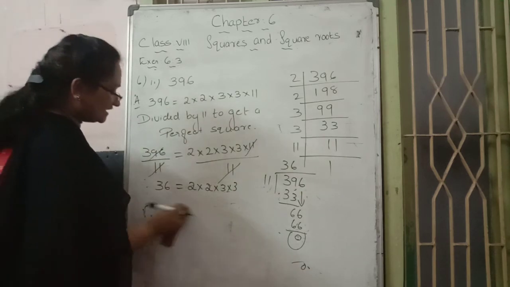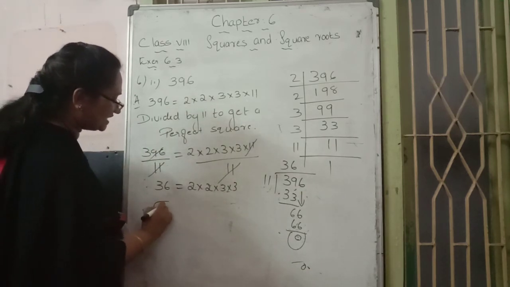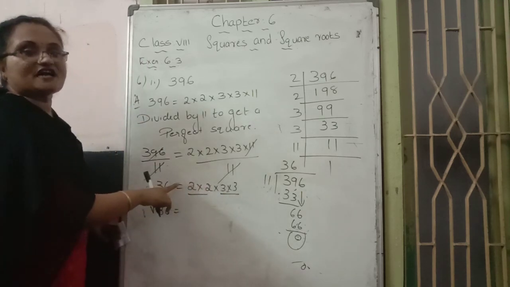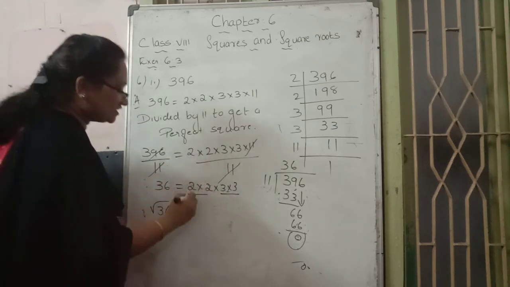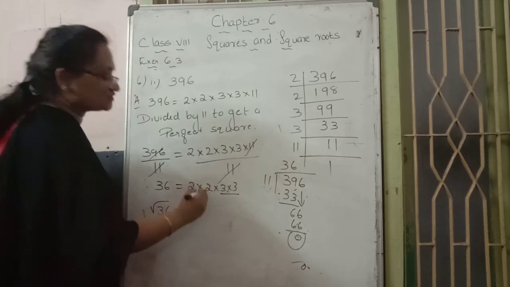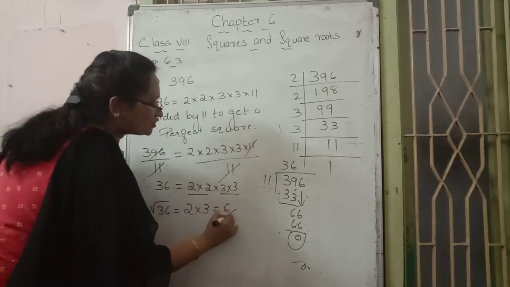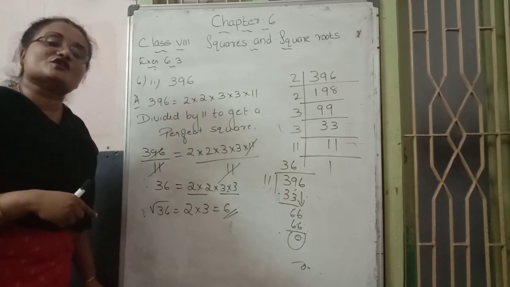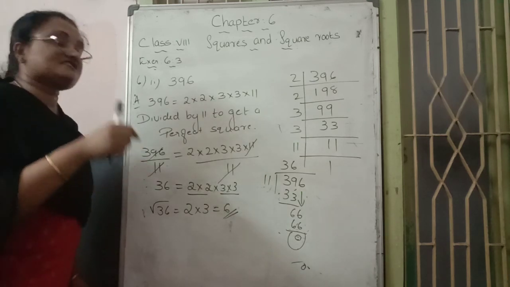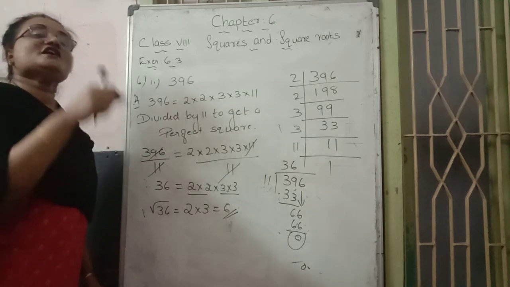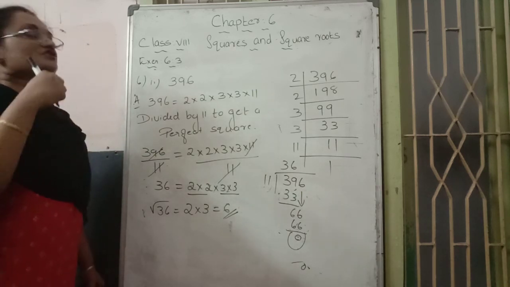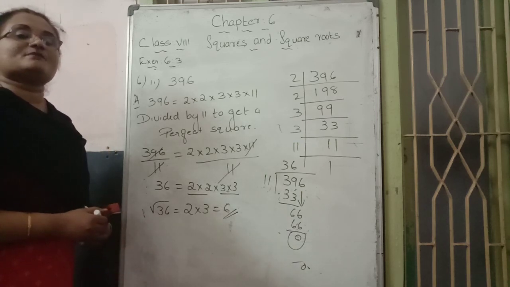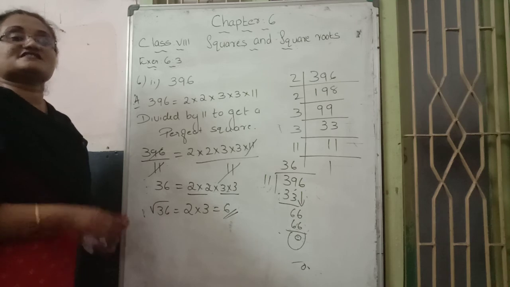Then take the square root of which number? 36. For the square root of 36, in the factor place there are pairs. From each pair take one number outside: 1 two outside, 1 three outside. 2 into 3 becomes how much? 6. So what can we say? 36 is the square of which number? 6. So 6 multiplied with itself, we get 36. I hope you can understand this model question. The remaining part we can discuss in the next class. Thank you.